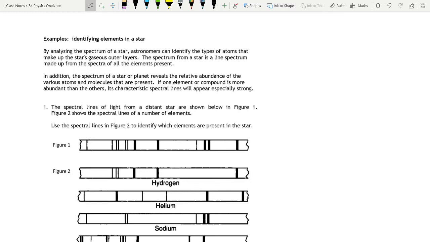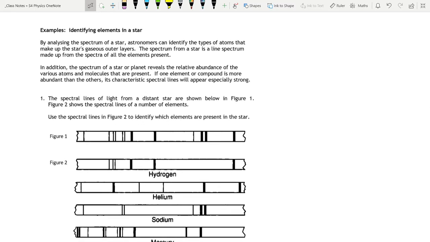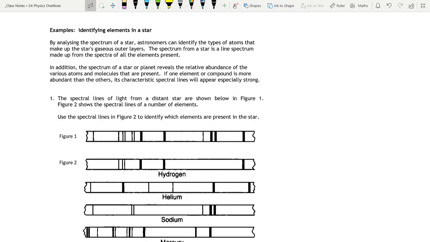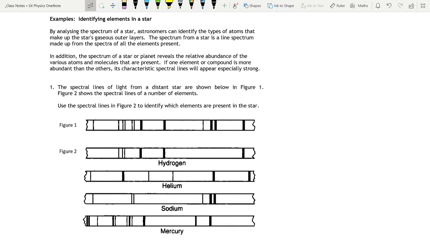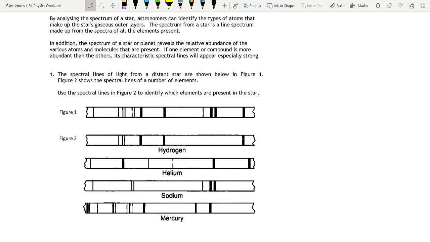Okay, so we're going to go through an example of how we can use those spectrums to identify the elements in a star. So the next page, page 9, is the type of question you might get asked on this. By analysing the spectrum of a star, astronomers can identify the types of atoms that make up the star's gaseous outer layers. The spectrum from a star is a line spectrum made up from the spectra of all the elements that are present. In addition, the spectrum of a star or planet reveals the relative abundance of the various atoms and molecules that are present. If one element or compound is more abundant than the other, so there's more of them, its characteristic spectral line will appear stronger or brighter.